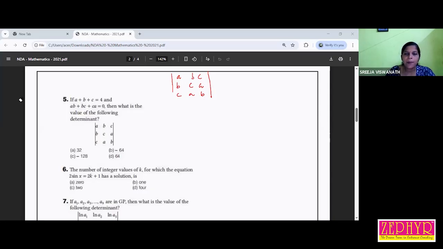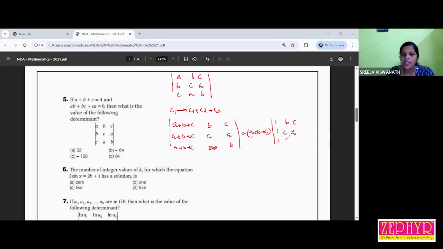Determinant A, B, C, B, C, A, C, A, B equals. Then we have to find. First, we can apply a column operation: C1 changes to C1 plus C2 plus C3. That means A plus B plus C, B, C; also A plus B plus C, C, A; plus B plus C, A, B. Now we can take A plus B plus C outside. Determinant 1, 1, 1, B, C, C, A, and A, B. Now open the determinant, or let us do one more step.